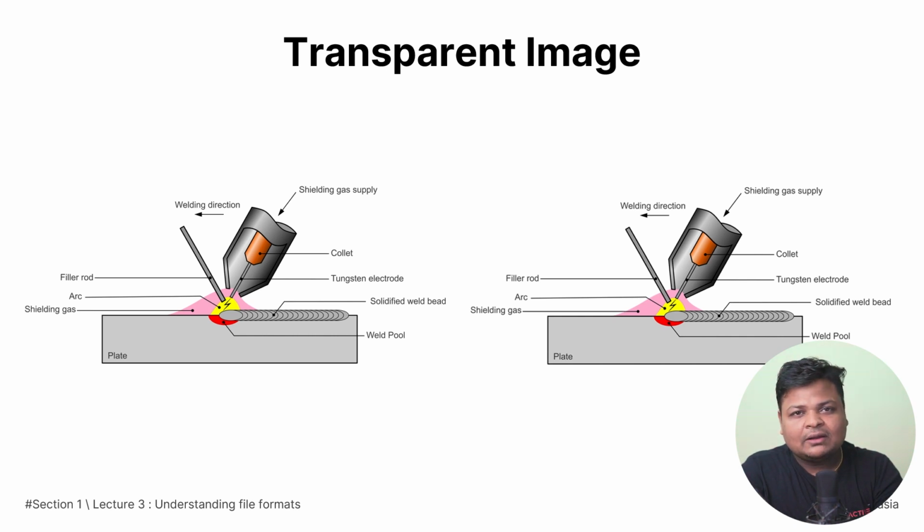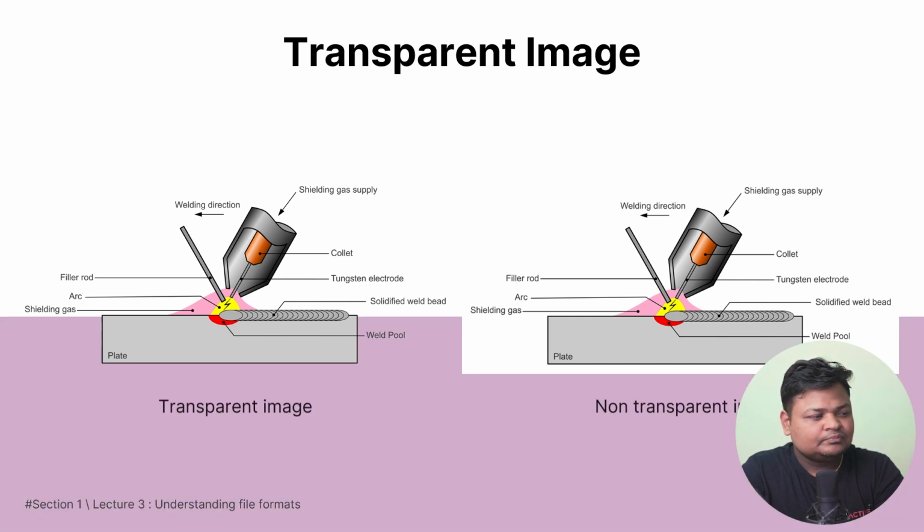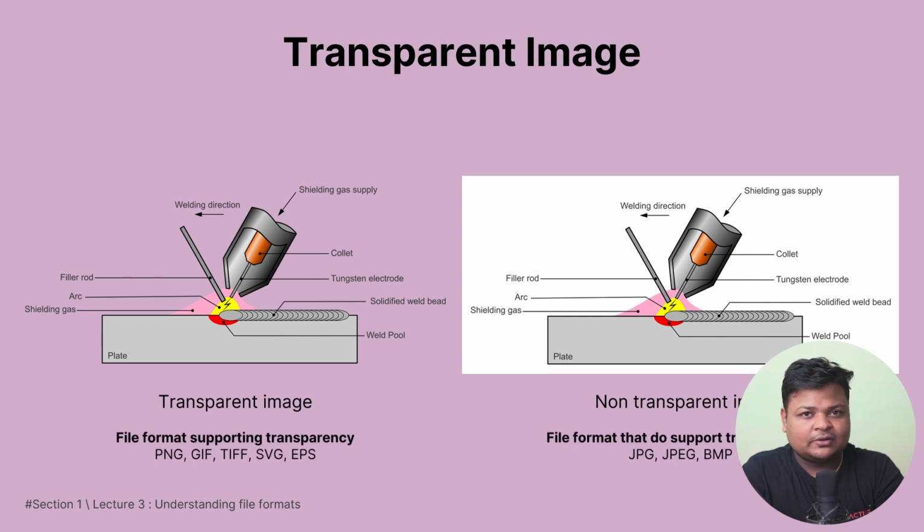But let me add a background behind these two images, and you will realize what a transparent image is. When you create a diagram which doesn't have any background information, and you can place it in front of practically any color, it's called a transparent image. While when you save a picture in JPG, JPEG or BMP format, because they do not support transparent background information, you always end up with a white or black background, whichever you choose while exporting. But by default, usually it is white.